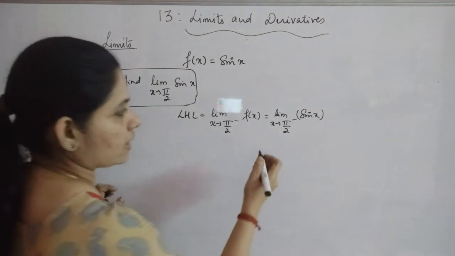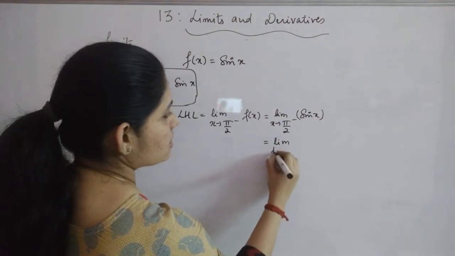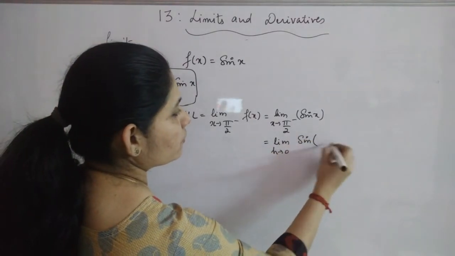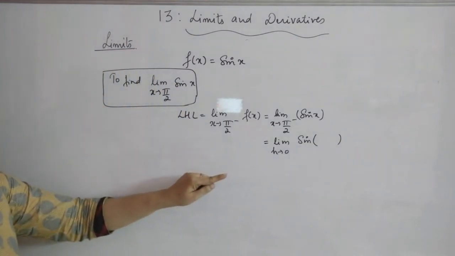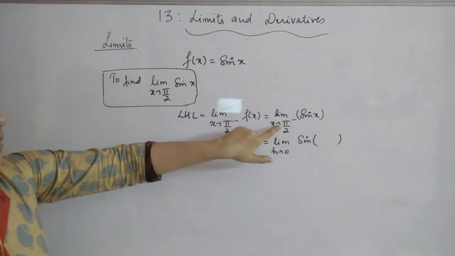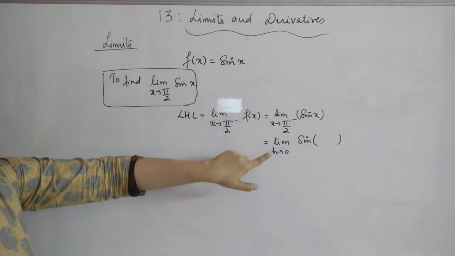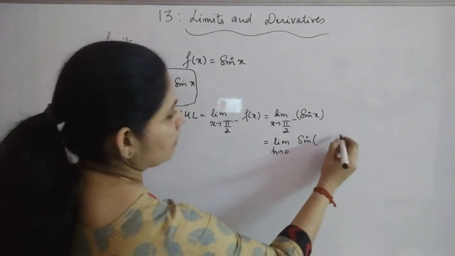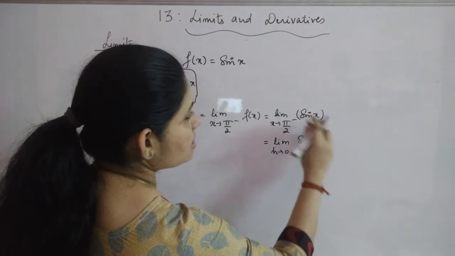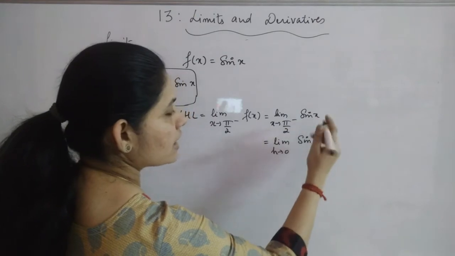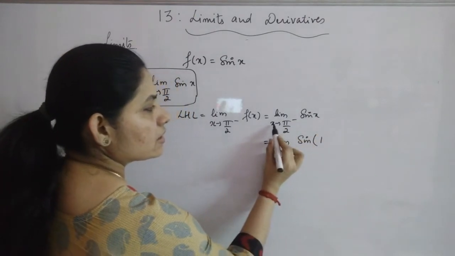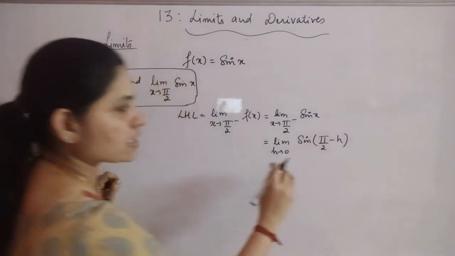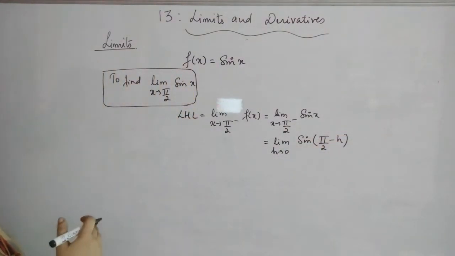For that what we will write is limit h tends to 0 sine of, you are just replacing x with pi by 2 minus h. Because it is left hand limit, you have to just replace this, this is sin x, no? So instead of x we are replacing it with whatever value x is approaching, minus h, minus the small quantity. That means it will give you the left side of pi by 2.